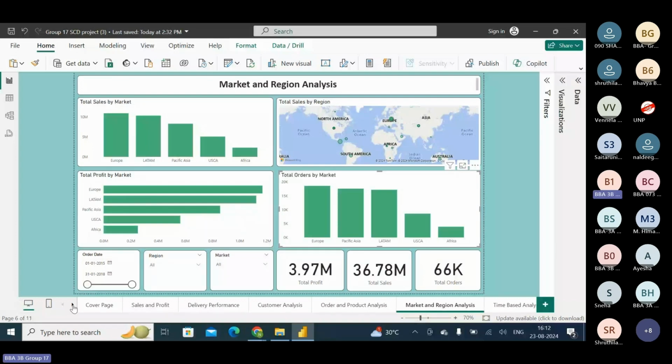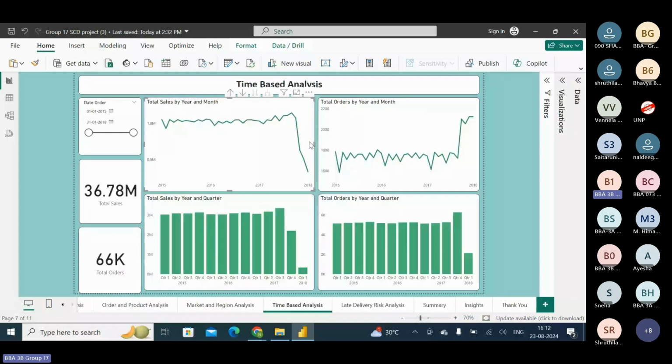Coming to the next dashboard, it is the time-based analysis, where the first chart represents the total sales by year and month. The sales were steady from 2015 to mid 2017 and then dropped sharply in late 2017. The second chart represents the total orders by year and month. Orders remained steady, then spiked sharply at the end of 2017 and early 2018.